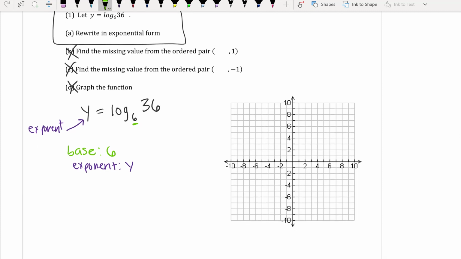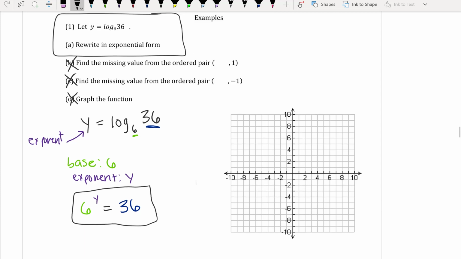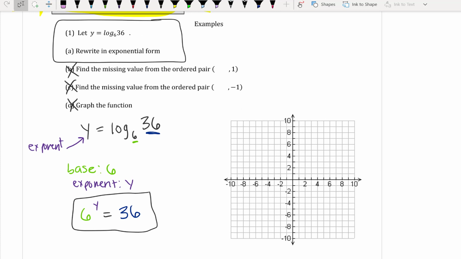So then when I rewrite it, I have my base of 6. I have my exponent of y, and all of this is going to equal what's on the inside. So that's going to be a 36. So I have 6 to the y is equal to 36. And that's the only thing we want to worry about, at least for number 1.